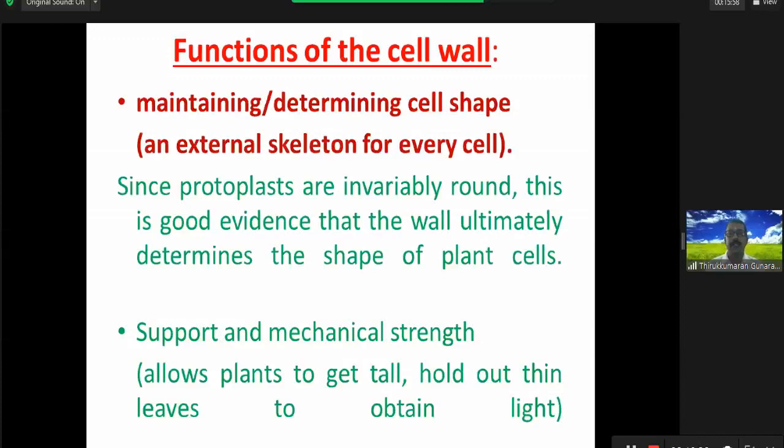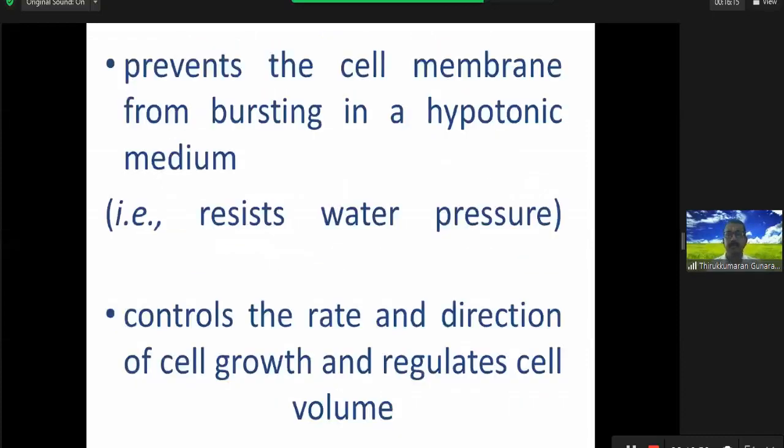Then support and mechanical strength allow the plant to hold out thin leaves to obtain light. So it will give support: determining the cell shape, then support and mechanical strength. That's what I have told. Then it prevents the cell membrane from bursting in a hypotonic medium. When you put it in a high pressure or concentrated medium, it will protect. Then it controls the rate and direction of cell growth and regulates cell volume.